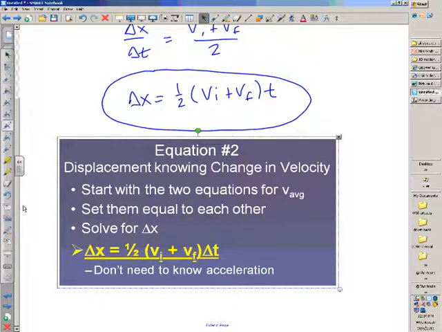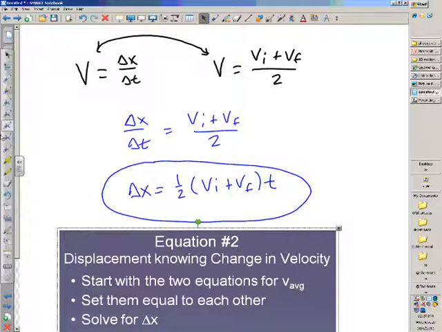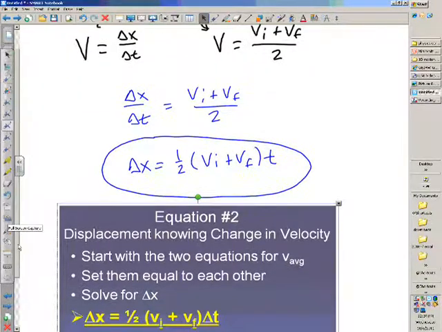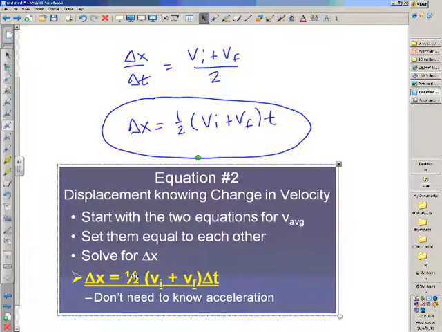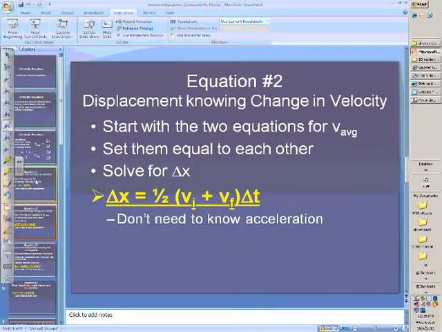We started with our 2 equations for V average. Those are the black ones up on the top. Then we set them equal to one another because we know they're both equal to V average. Then we solved for delta x. We isolated delta x by itself. We ended up with delta x equals 1/2 times Vi plus Vf over delta t, or times t. Notice acceleration does not appear anywhere in this equation. One of those descriptions of motion that we talked about before, acceleration isn't there. Okay? All right, 2 down, 2 to go.